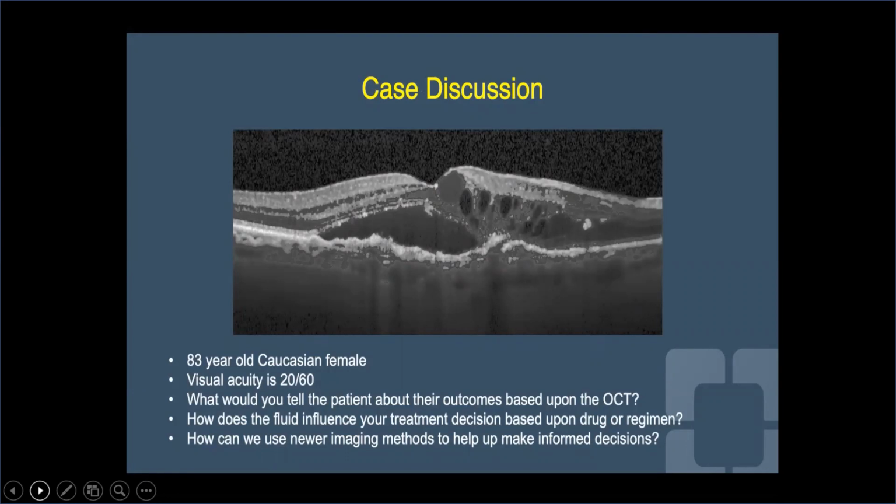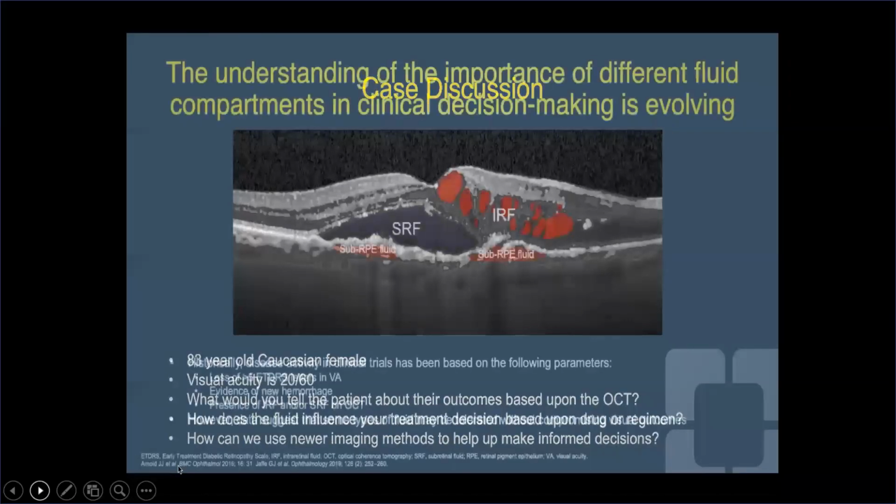And the questions, I think, when you look at a patient like this from a clinical standpoint are: what would you tell this patient about their outcomes based upon this initial OCT? How does fluid, or these compartments of fluid, change your treatment decisions based upon your drug or the aggressiveness of the regimen? And finally, how can we use the imaging modalities we have in clinic to determine how these patients are responding to treatment? So let's talk about all of these a little bit more in detail.